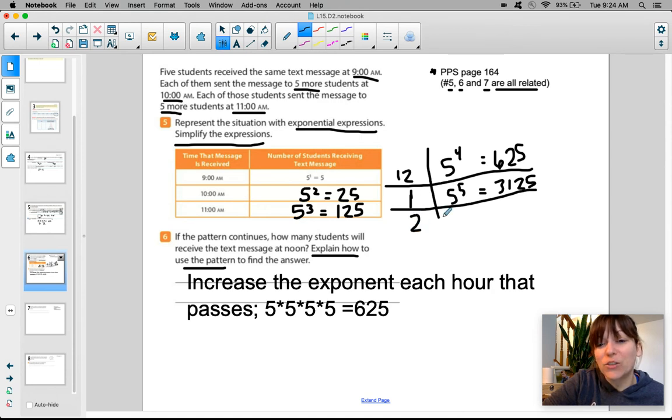All right. So at 2 o'clock, we're going to do this once more and see if we're at 15,000. So 5 to the 6th power is what we needed. That is 15,625. I am so sorry.